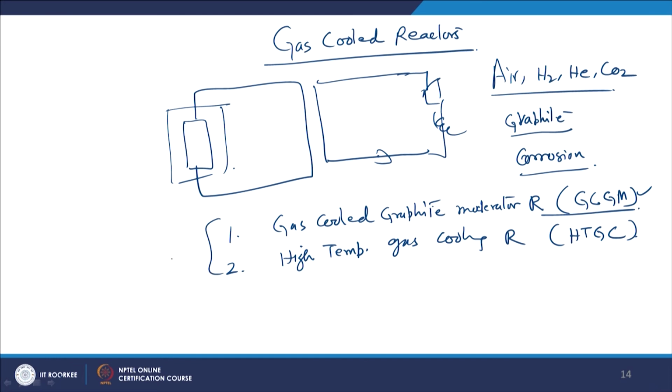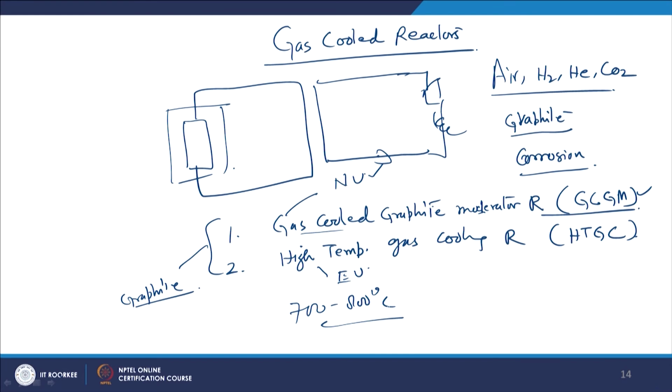Both types of reactors have graphite as moderator. But the first uses natural uranium and the second uses enriched uranium. That is the difference: natural uranium is used in the gas cooled graphite reactor, and enriched uranium is used in the high temperature gas cooled reactor. The pressure is 30 to 50 bars and the temperature goes to 700 to 800 degrees centigrade.